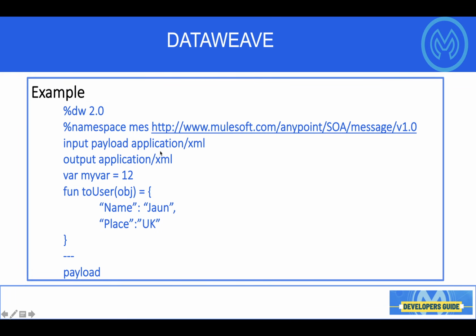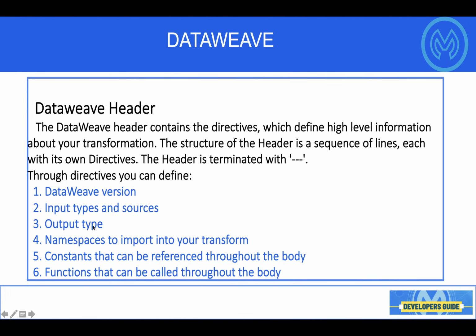After this we have the output type. It defines the output structure of your Dataview. There can be multiple formats for input and output type. It can be application JSON, application CSV, a text file, or an XML payload. We have multiple message formats supported by Dataview, so we can define any kind of input and output type which Dataview supports.